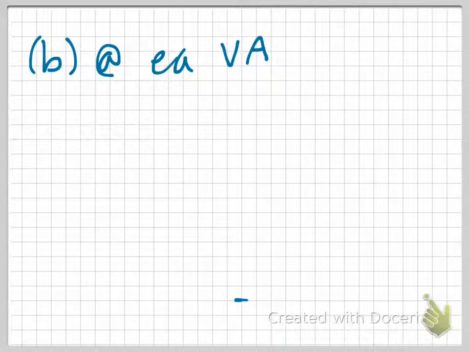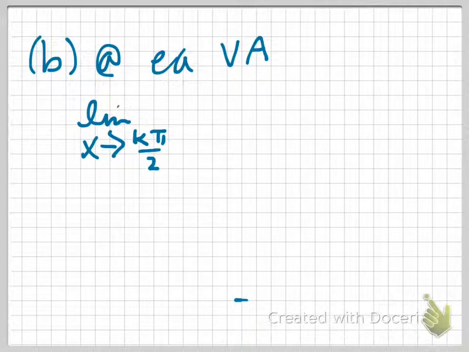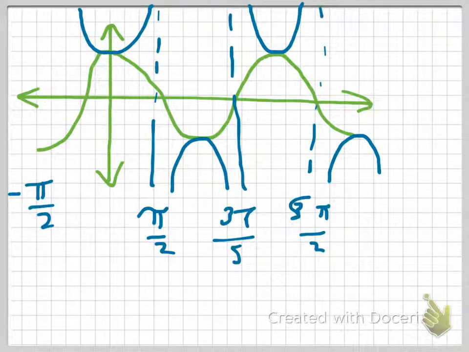All right, so at each vertical asymptote, the limit as x approaches k pi halves from the left, and what did they call this? F of x, right? Well, wouldn't that be different because the one we just drew on the left side is going down and on the right side it's going up? Yes.